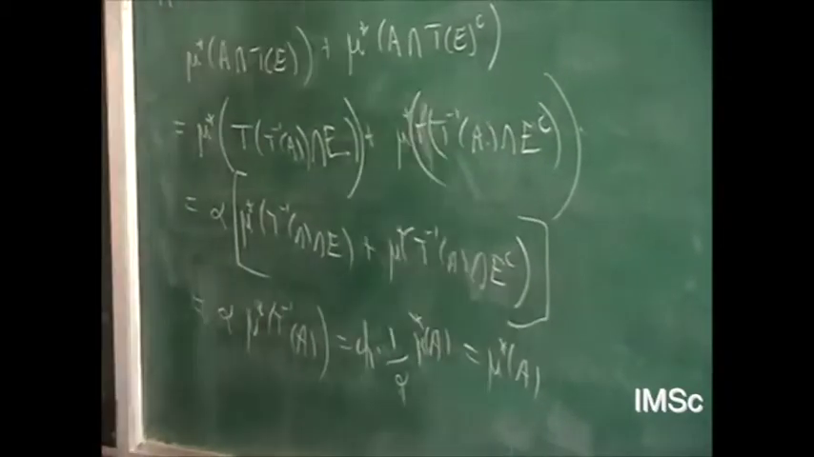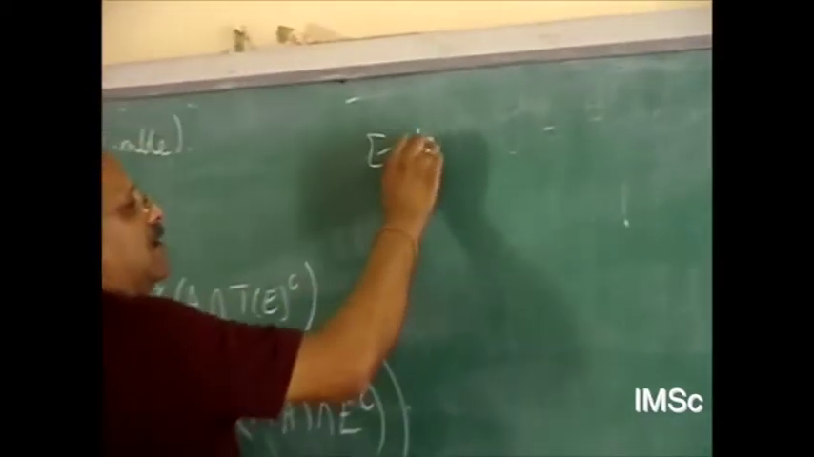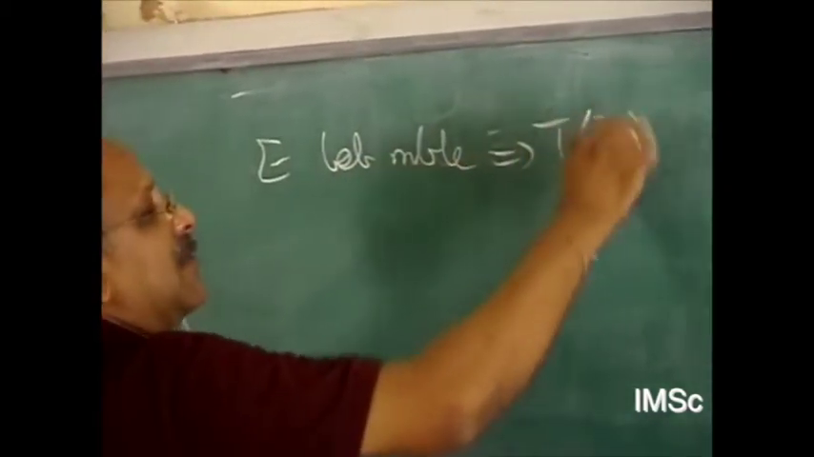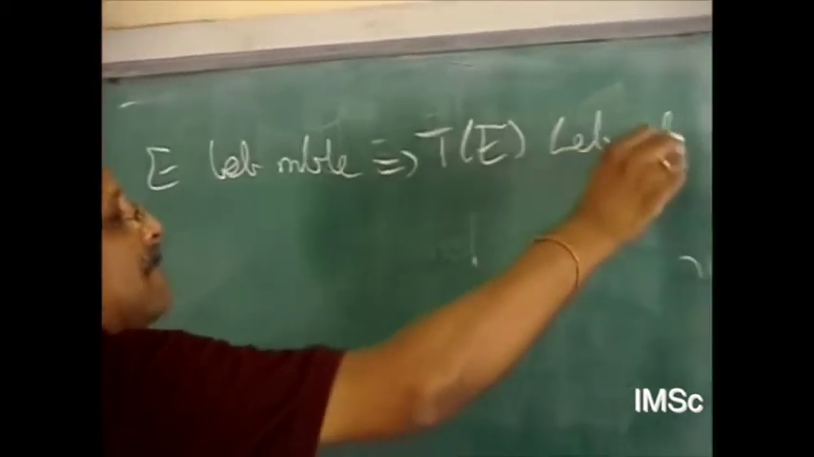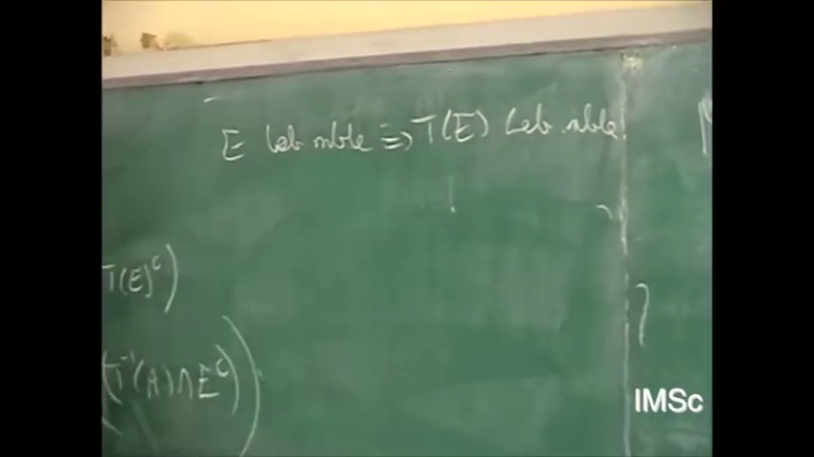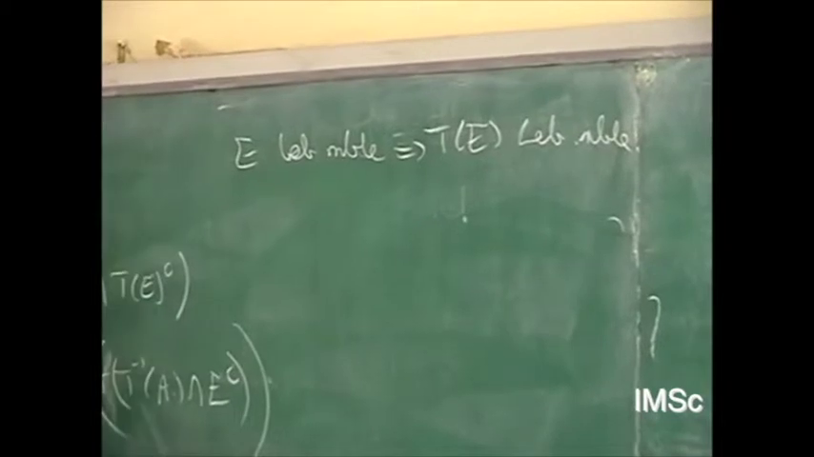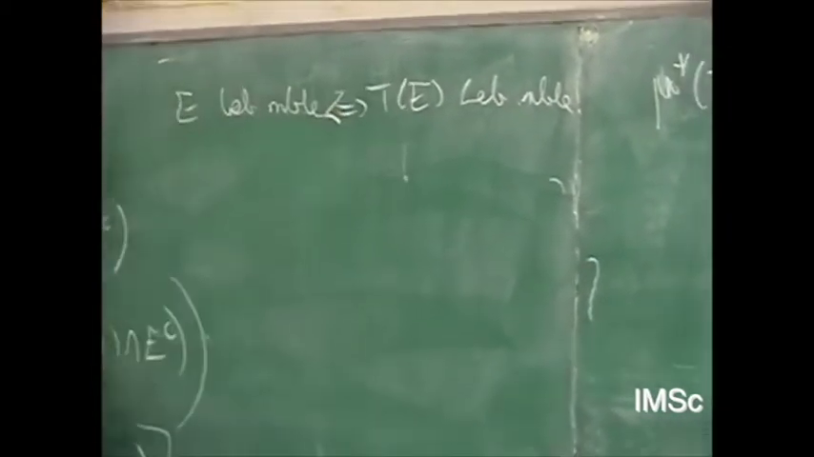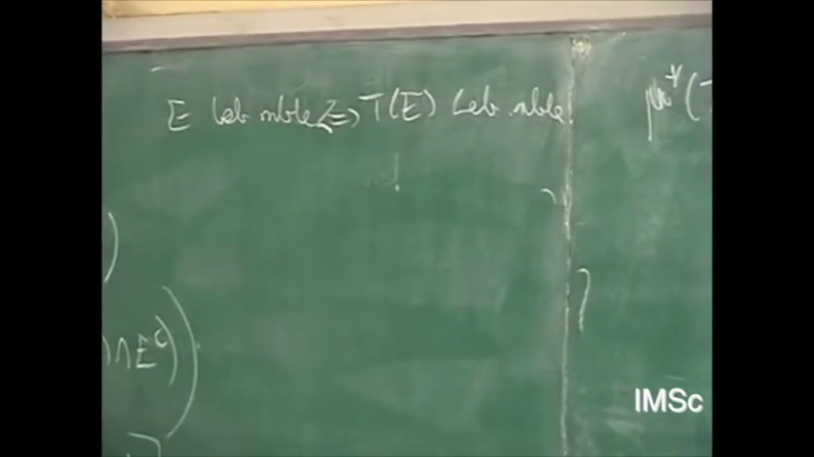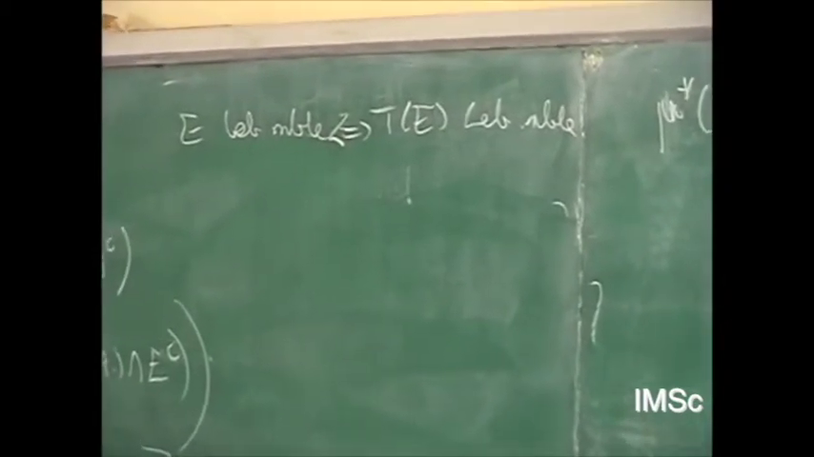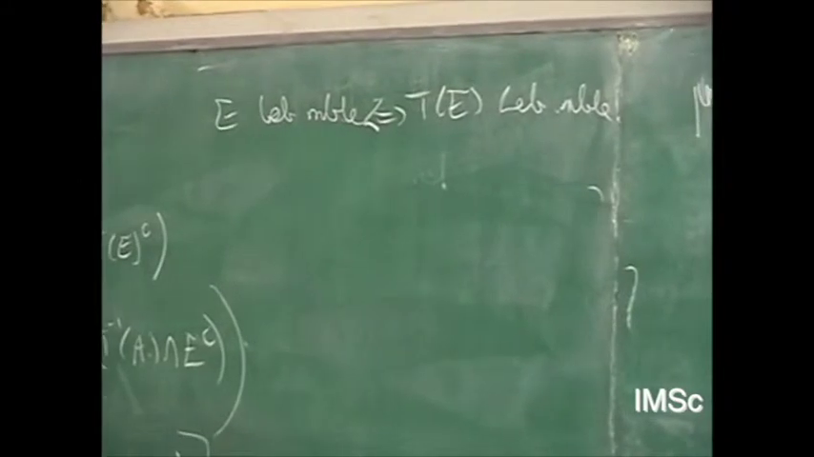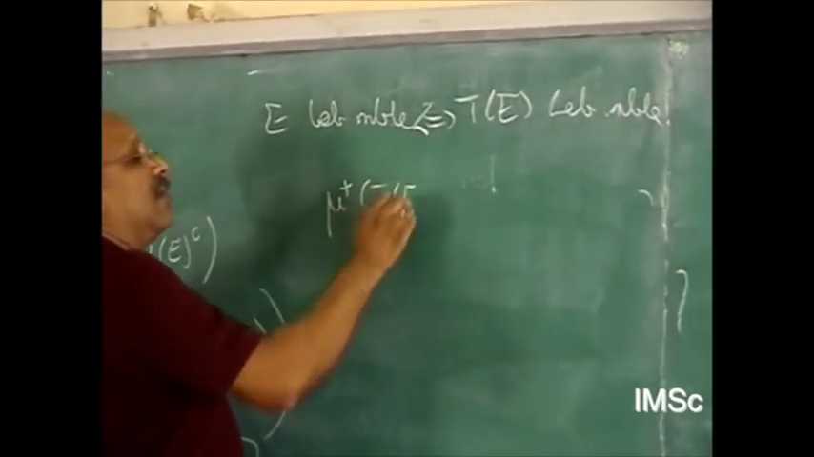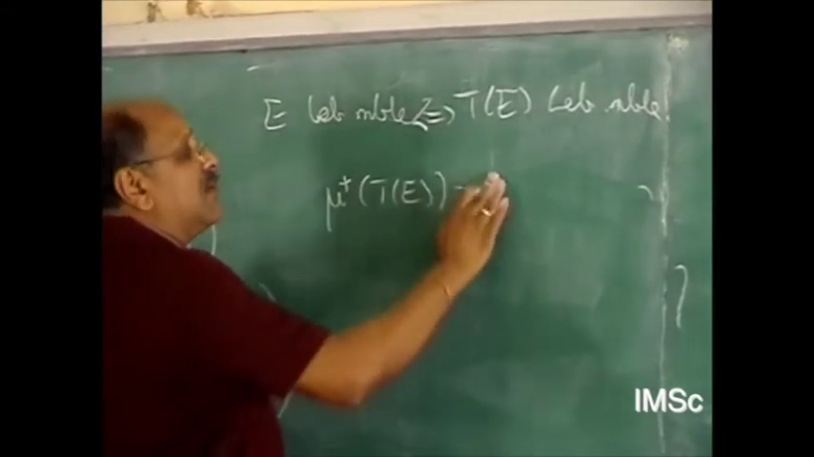This means if E is Lebesgue measurable, T of E is also Lebesgue measurable. And because T inverse is a map of the same kind, the converse is also true. So E is Lebesgue measurable if and only if T of E is. And of course, you know that mu star of T of E is alpha times mu star of E.